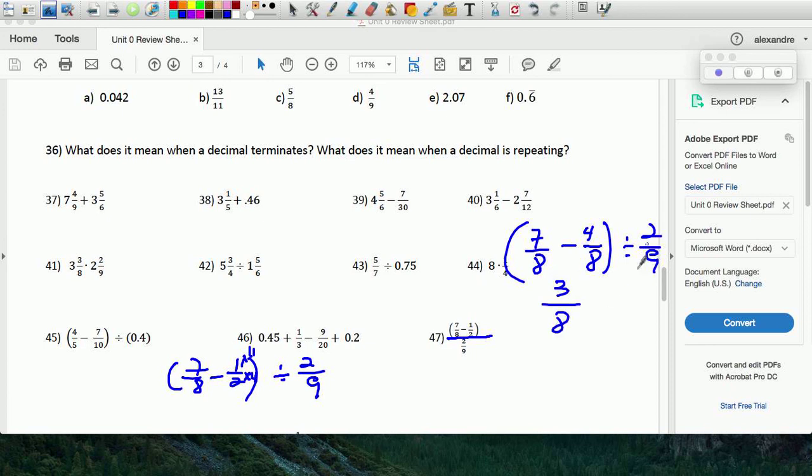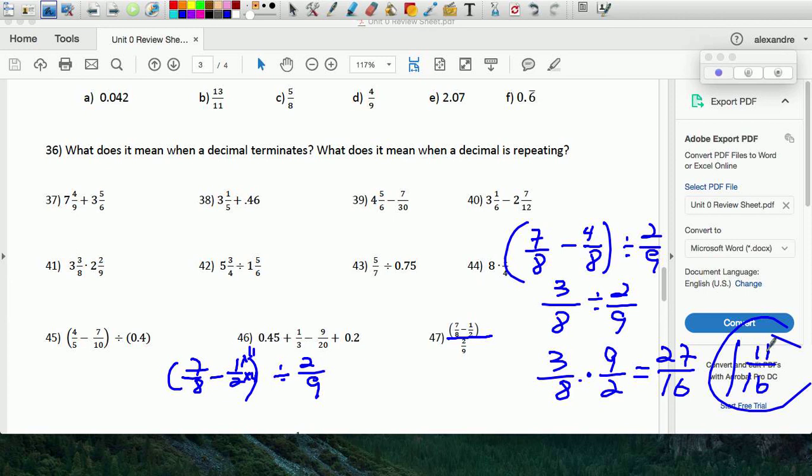Now I'm ready to divide by 2 over 9. And 3/8, I'm going to multiply by 9 over 2. Is there anything to simplify? Oh, no. 3 times 9 is 27. 8 times 2 is 16. And 16 goes in 27 one time. And I have 11 left. What am I doing? Yeah, 11 left over 16. Final answer.